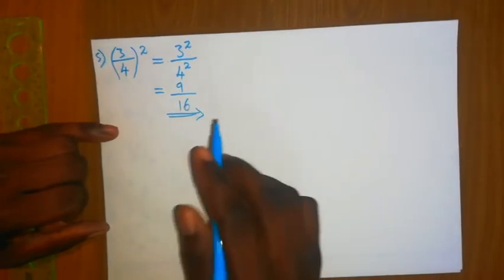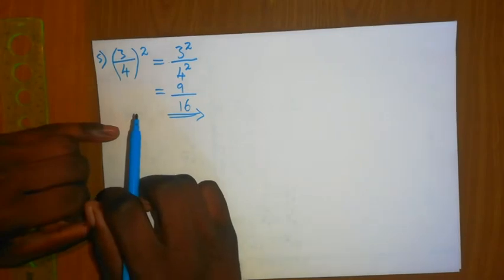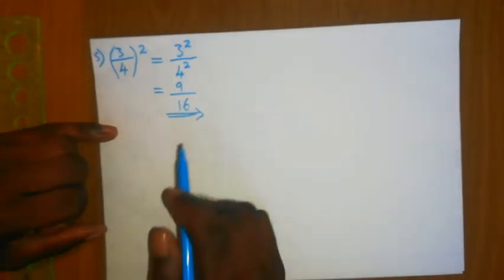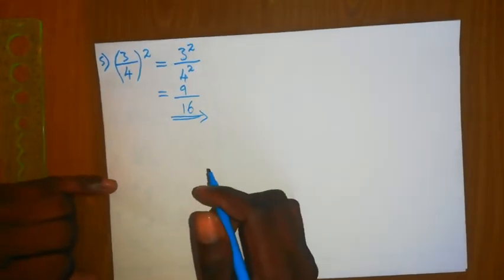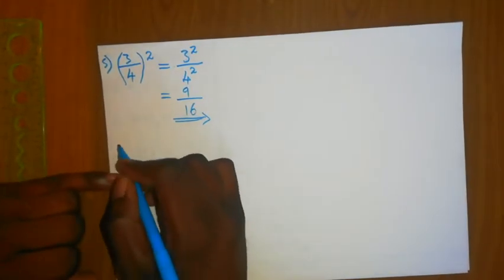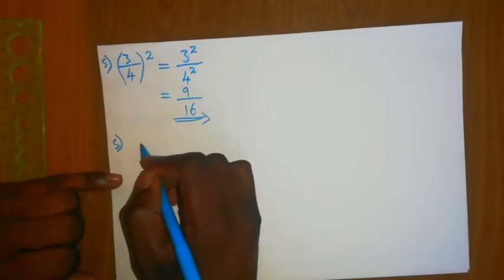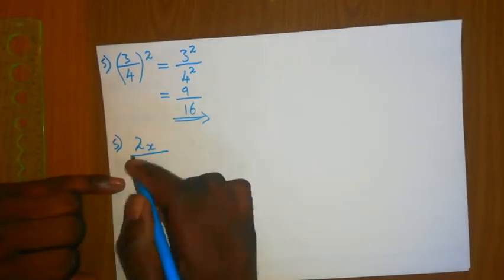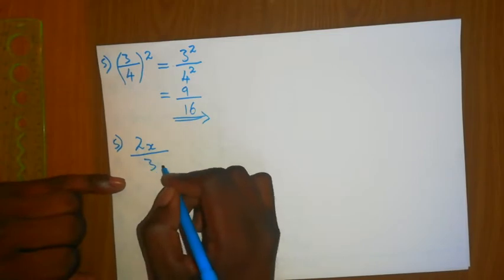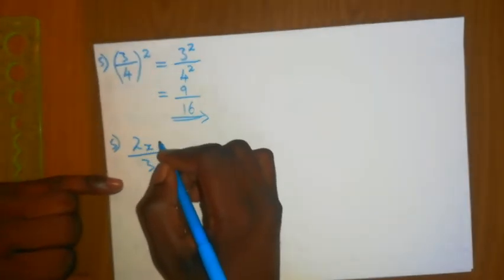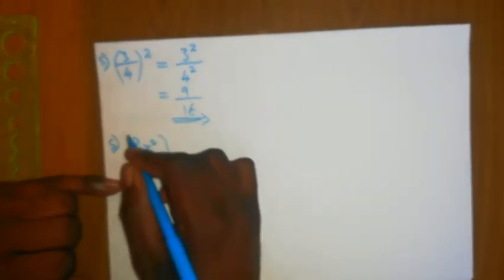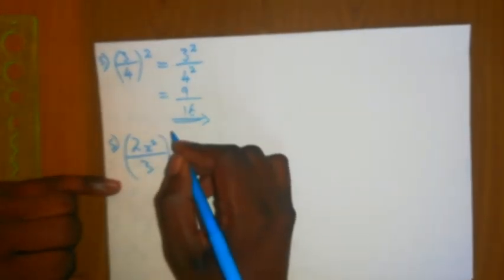Most students tend to make a mistake here and say 4 times 2. Otherwise, it's 4 times 4 for 2 times, 3 times 3 for 2 times. That's the meaning. Another example might come is number 5. Here I might even say 2x squared over 3 to the power of 3 here.